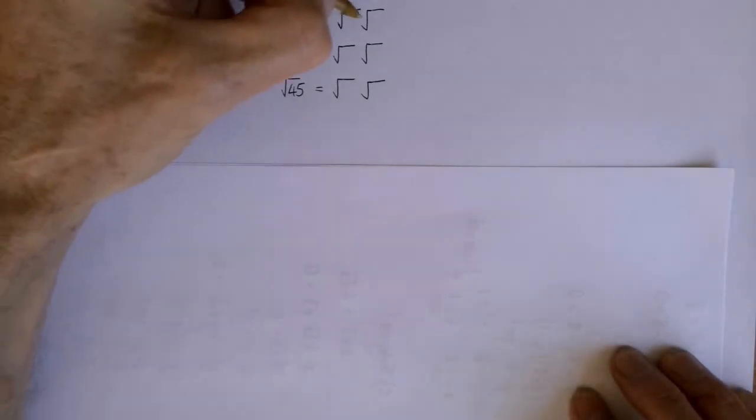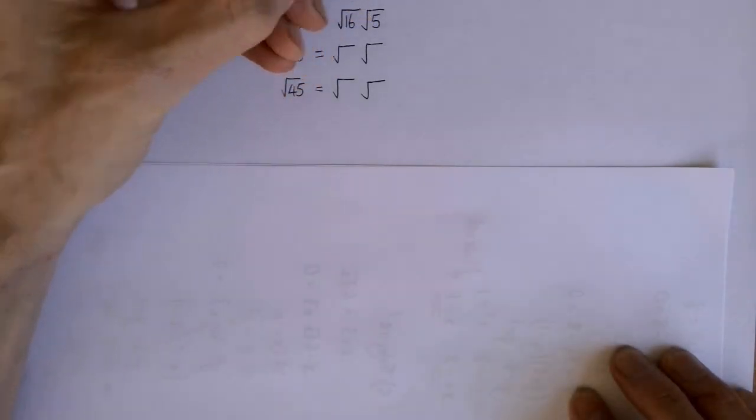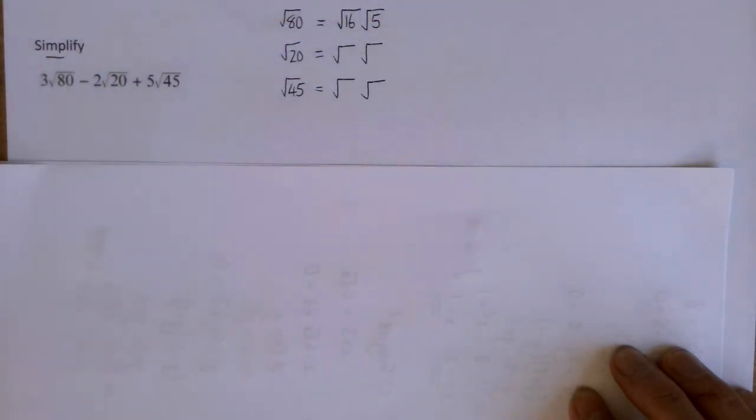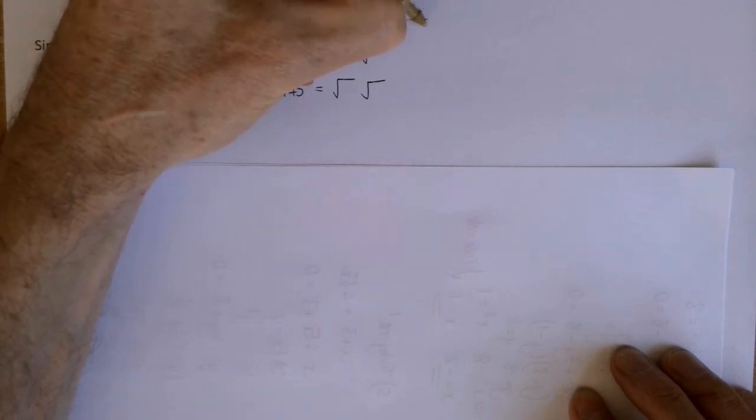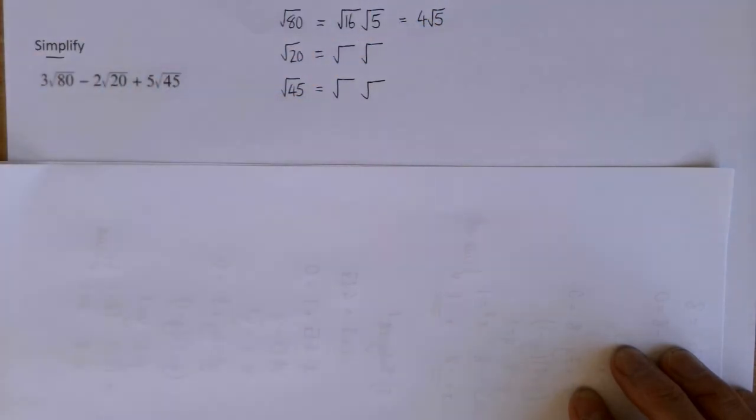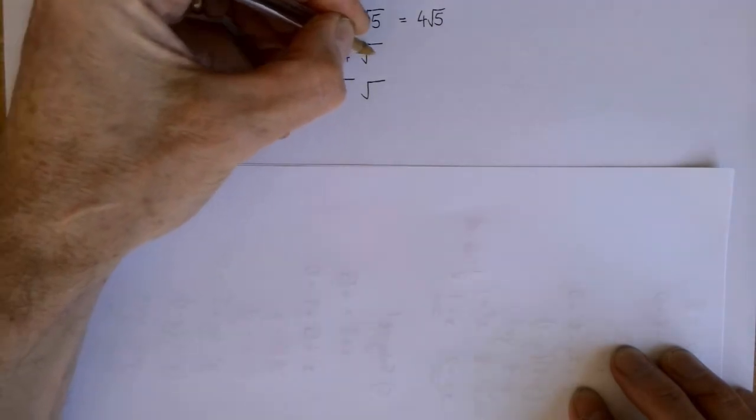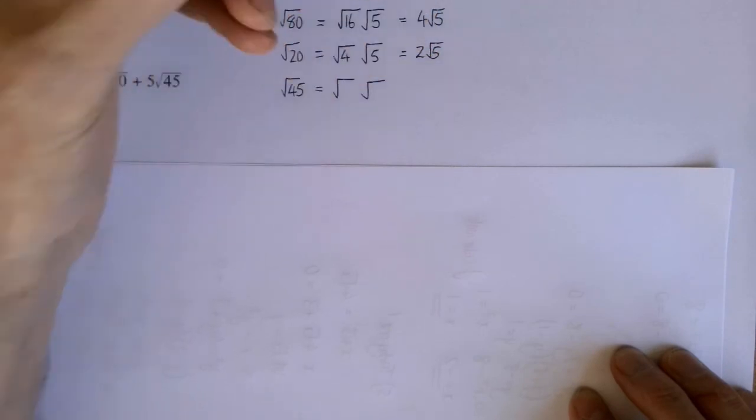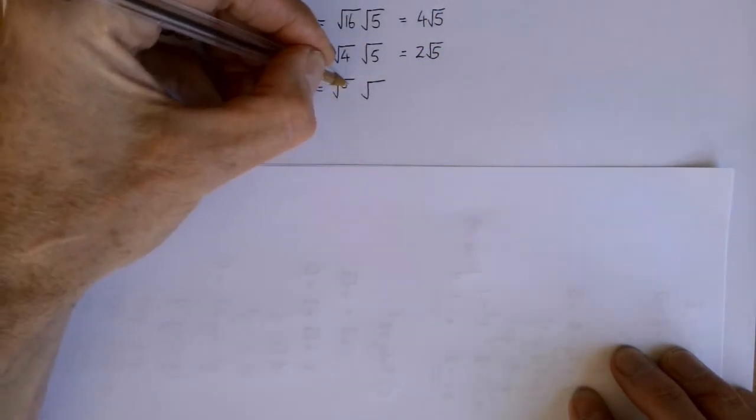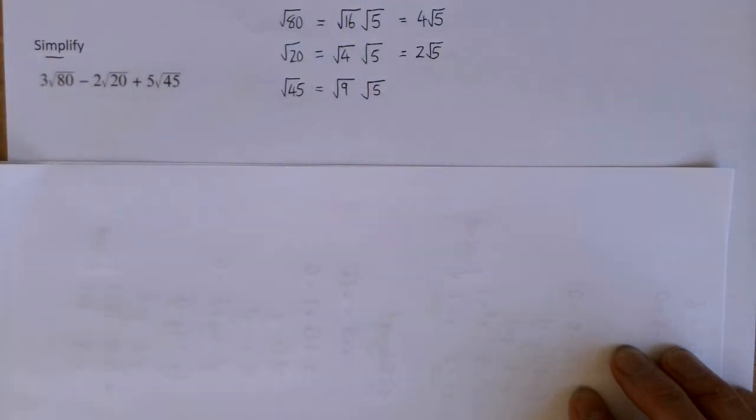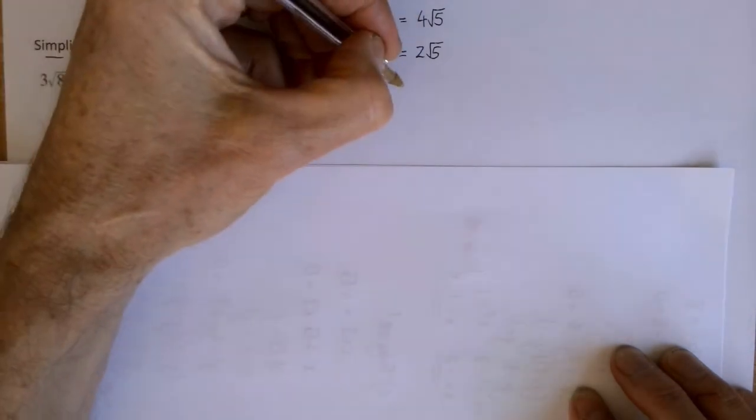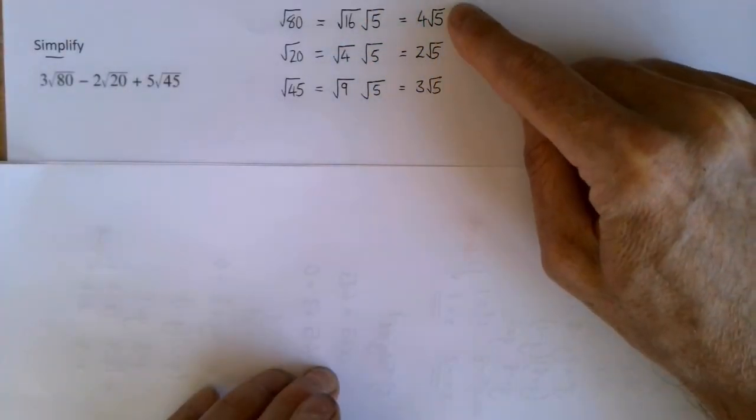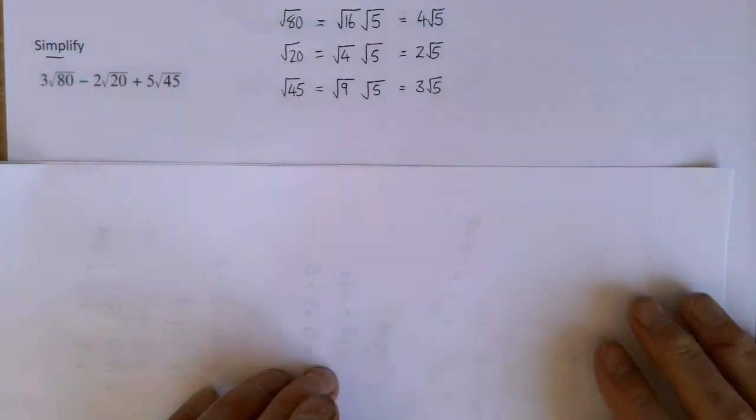Okay, root 80 is one that's hard to spot actually, because that's not something that we perhaps automatically know, but yeah, it's 16 times 5. So the square root of 80 is the square root of 16 times the square root of 5, and I know the square root of 16, that's 4. Root 20 is root 4 times root 5, and I know the square root of 4, it's 2. And 45 is 9 times 5, so root 45 is root 9 times root 5, and I know the square root of 9. And remember how we say these? This is 4 root 5, this is 2 root 5, this is 3 root 5.